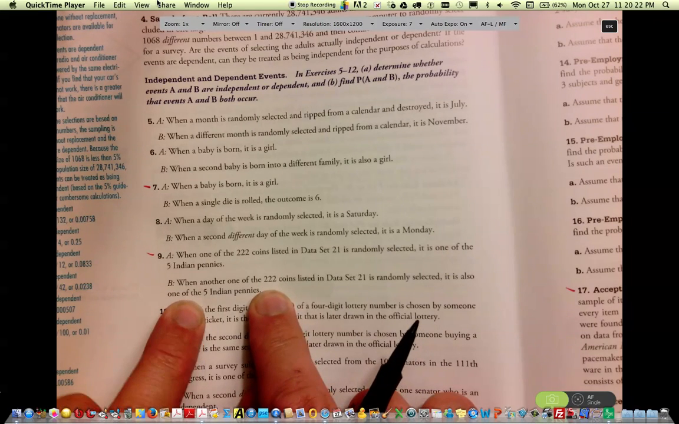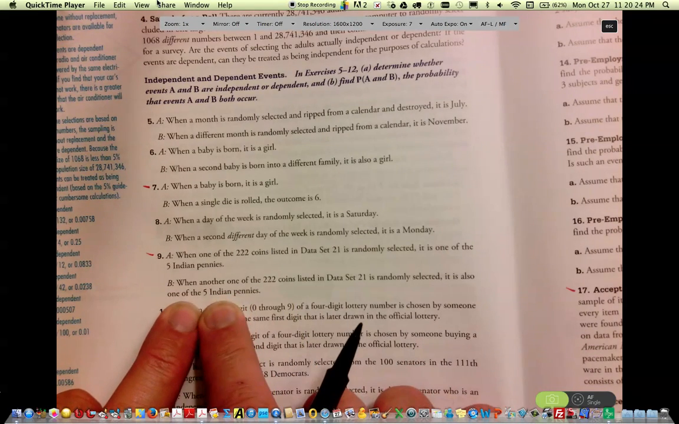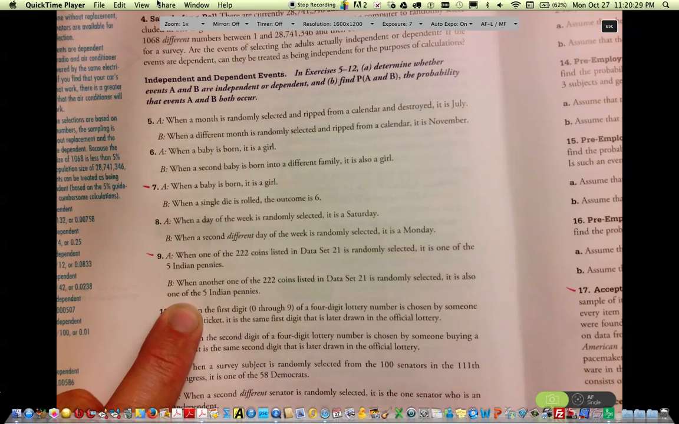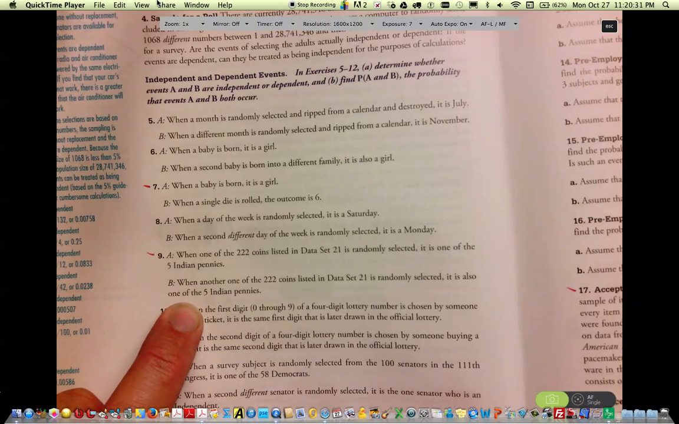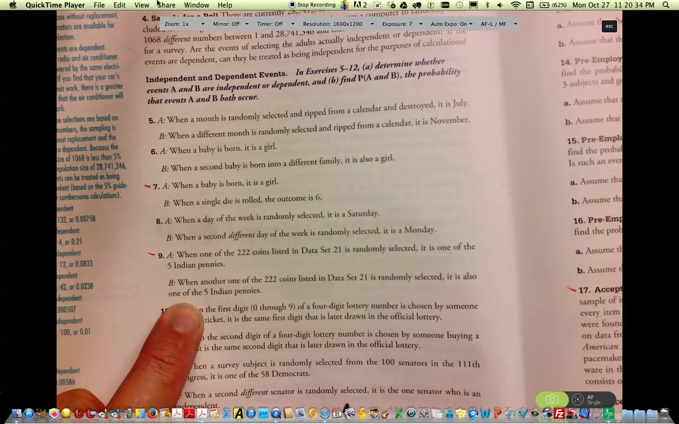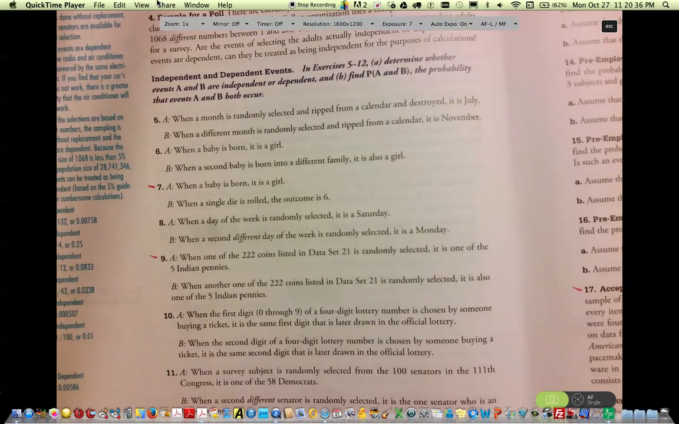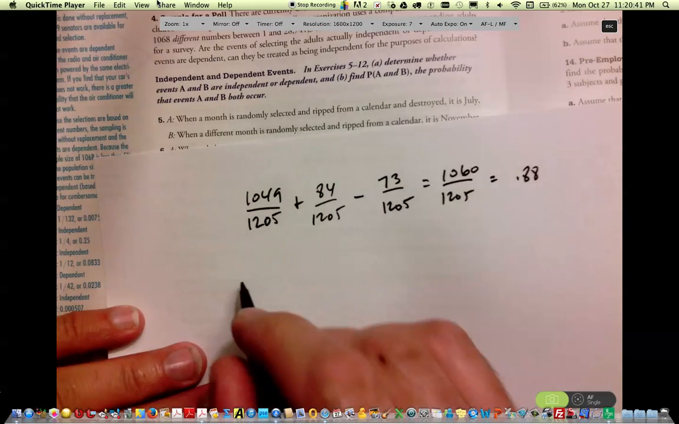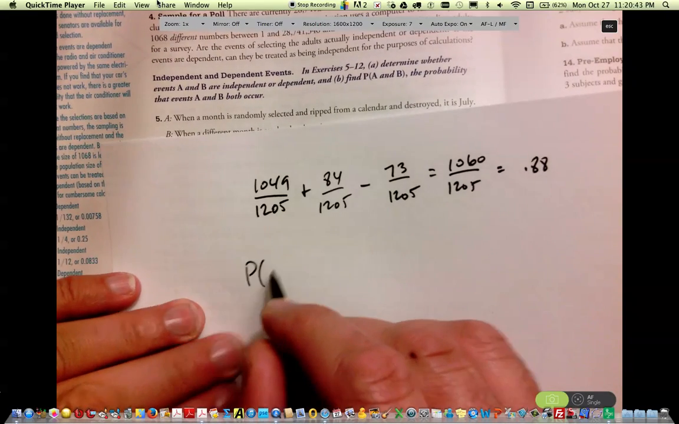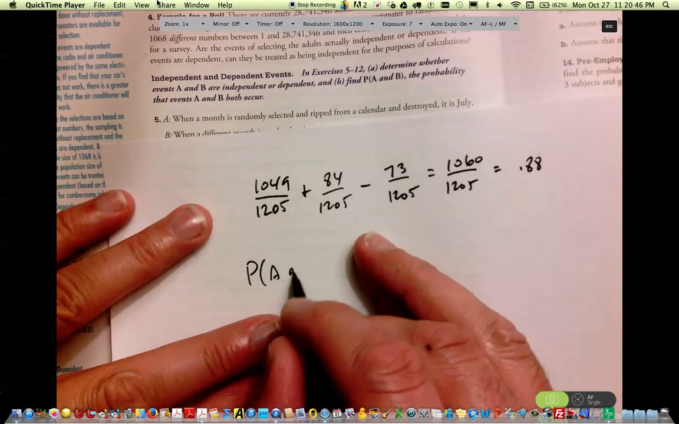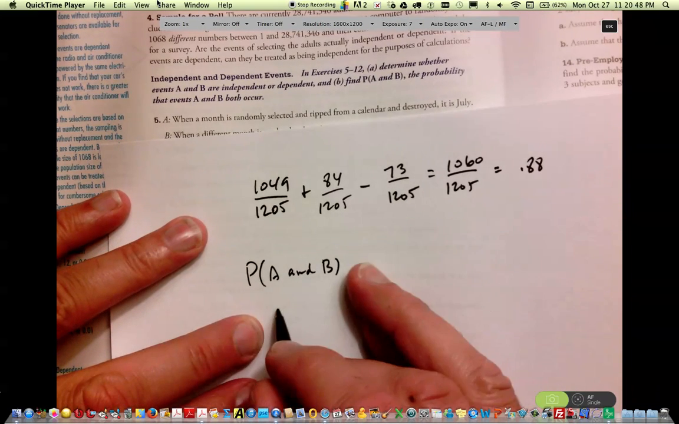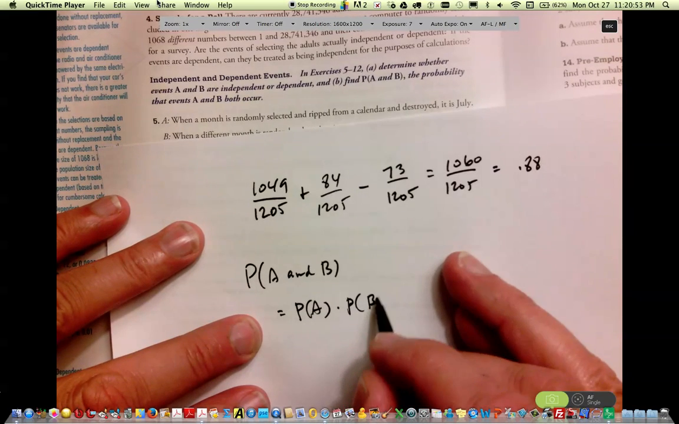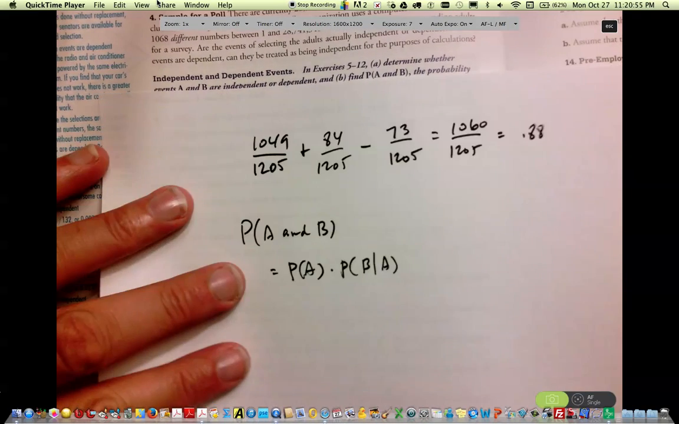So if we want to know what this probability is, does the probability of B change knowing that A has already occurred? Well, if we've taken one of the Indian pennies out of there, the probability that the second one is going to occur is going to change. So if we want to calculate the probability that both those coins are Indian coins, it's going to be the probability of A and B, which is equal to the probability of A multiplied by the probability of B given that A has already occurred.